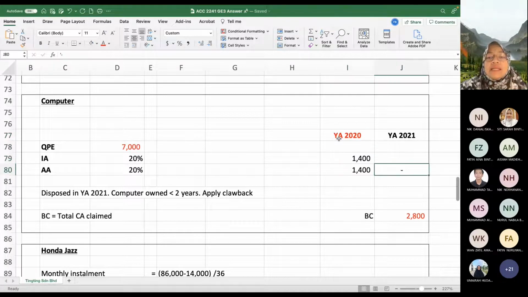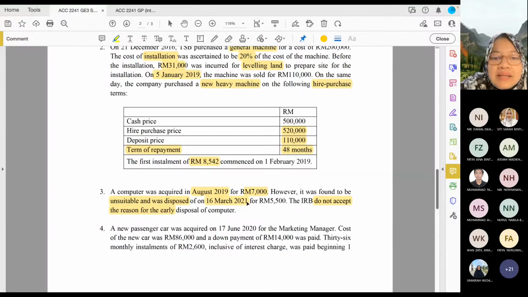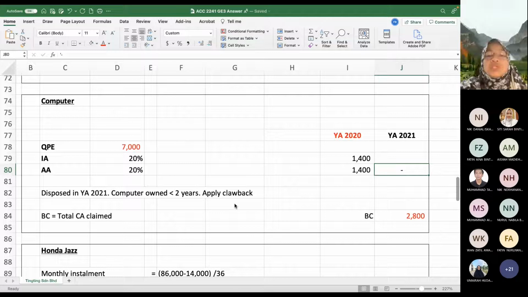But when it comes to the following period, 16th March 2021 is the following period. The period that you held the asset is less than 2 years. So whenever there's a disposal, you cannot claim anything in 2021.